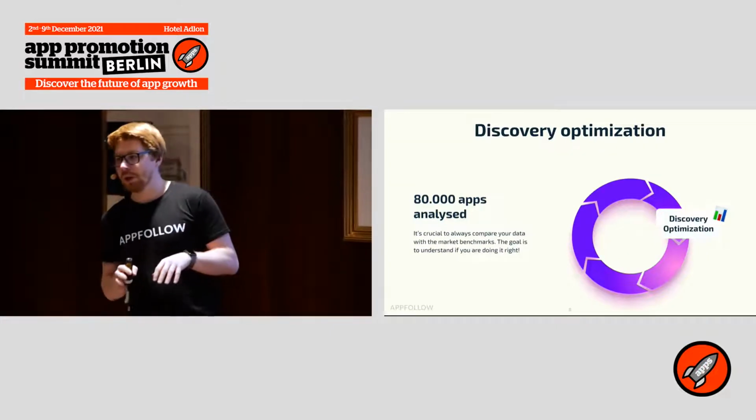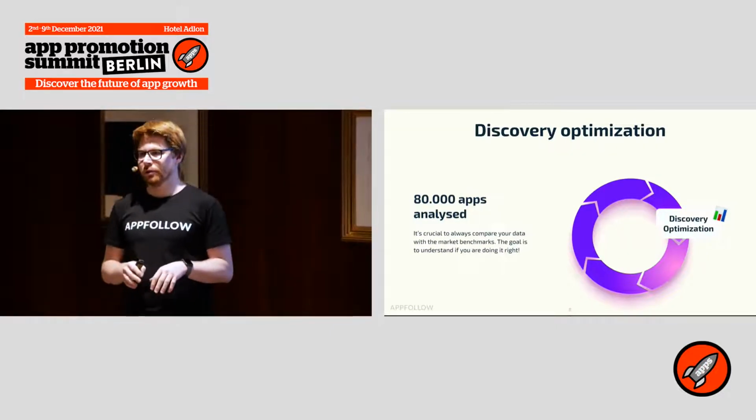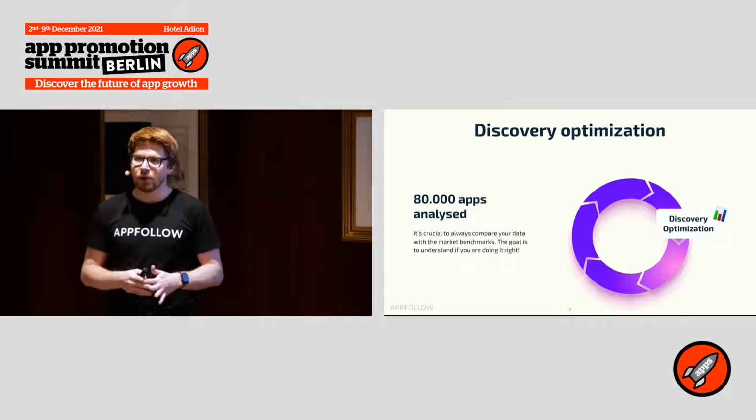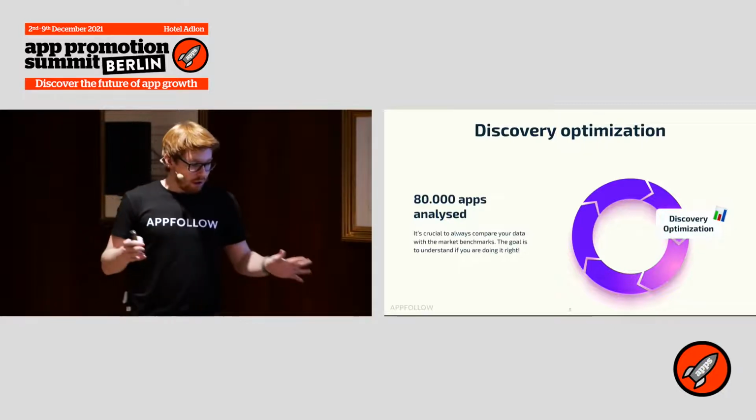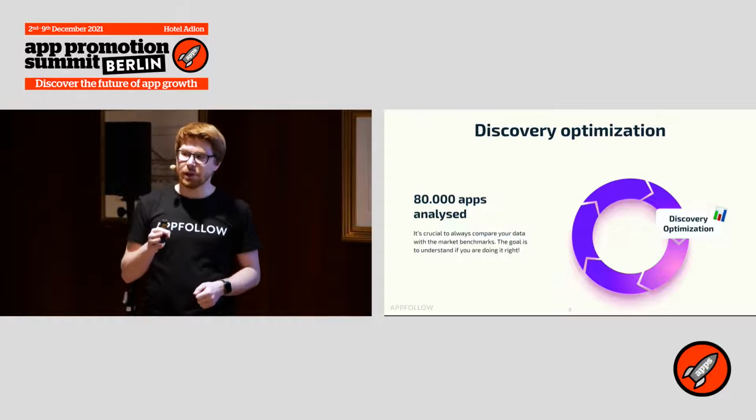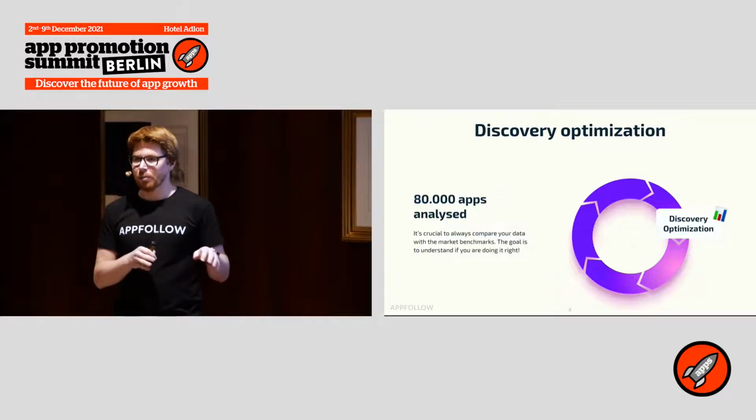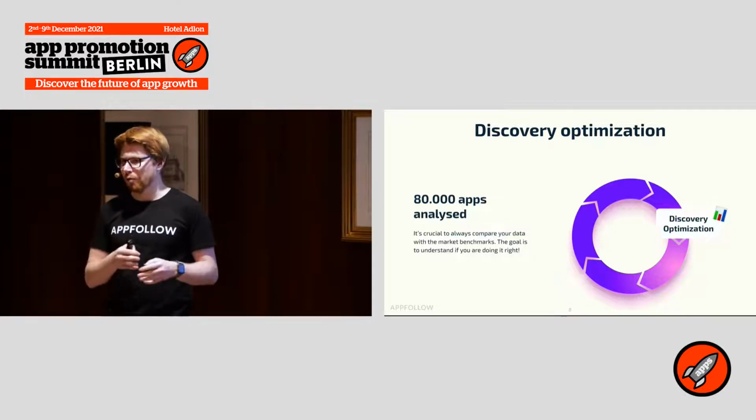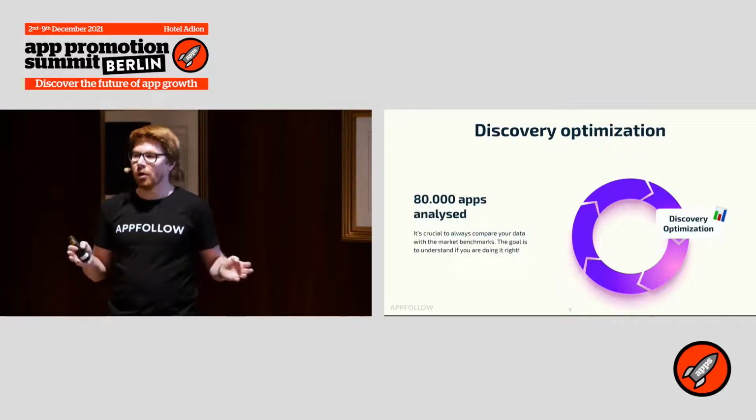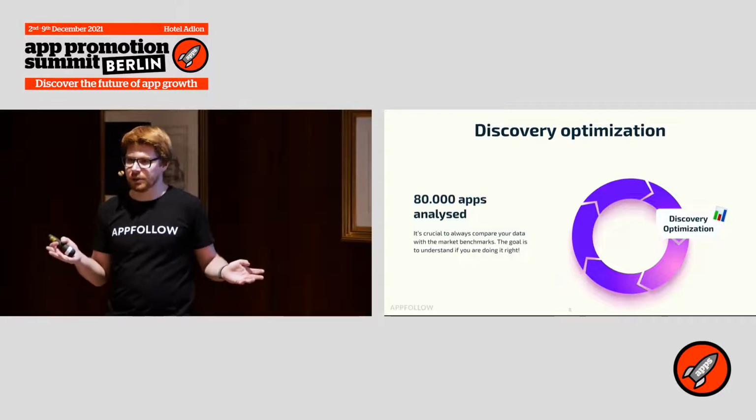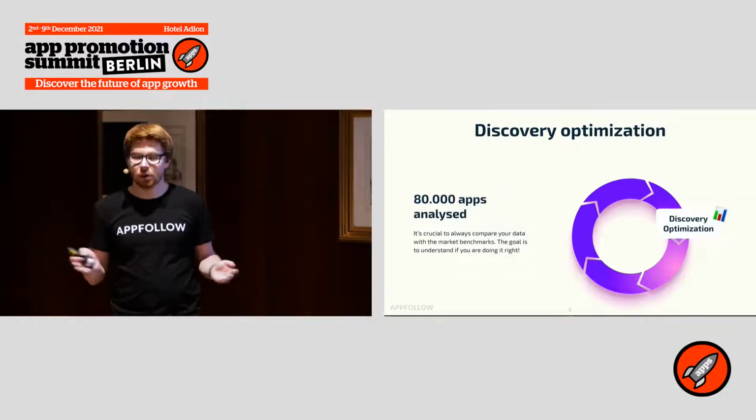To make this part, we actually analyzed almost 80,000 apps in the App Store and Google Play to produce these numbers. The major point here that is crucial is to compare your numbers with the market benchmarks. For example, if you have a conversion rate of, let's say, 4%, we don't know if it's good or bad. It's just 4%. Maybe it's 40 or maybe it's 20, so we don't know.